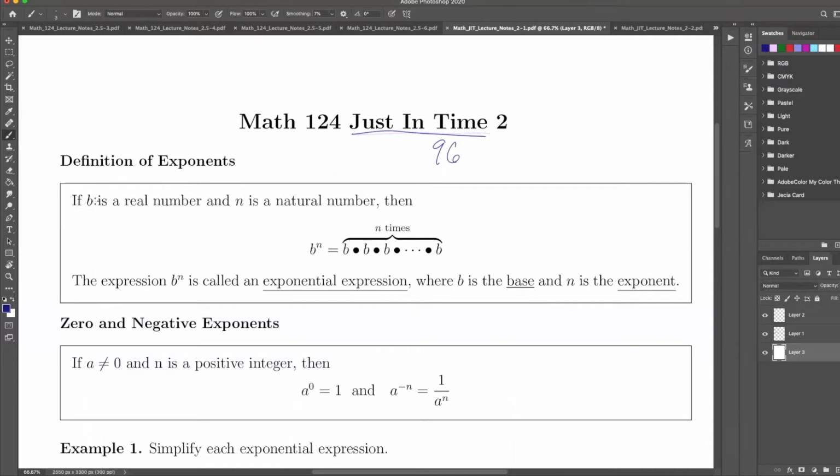So an exponent, where b is a real number and n is some natural number. And remember, a natural number is 1, 2, 3, 4, and so on. So b to the n means b times b times b times b times b, and here I'm using the obvious multiplication sign of the solid dot. b to the n is called an exponential expression, so we just call these exponentials, where b is called the base and n is the exponent.